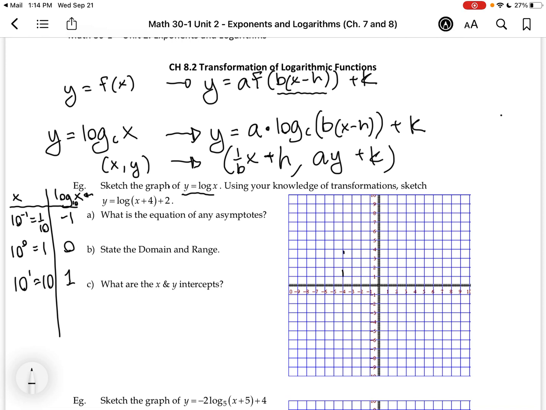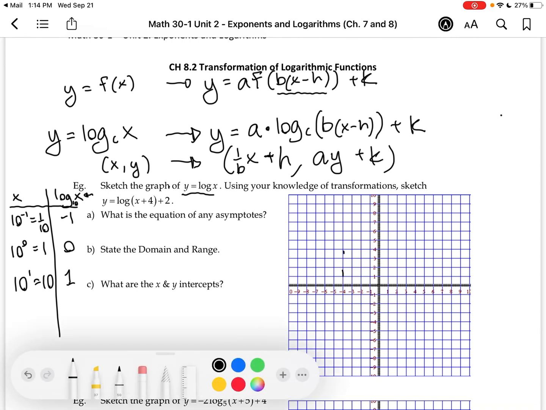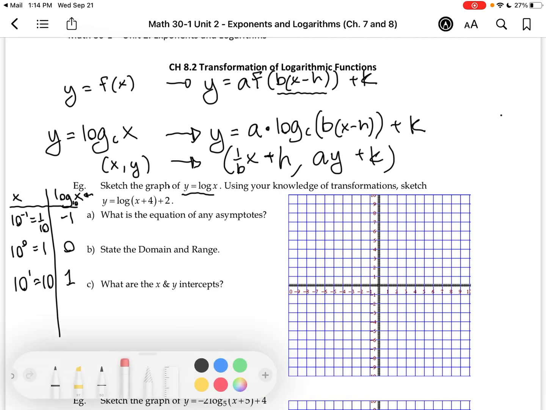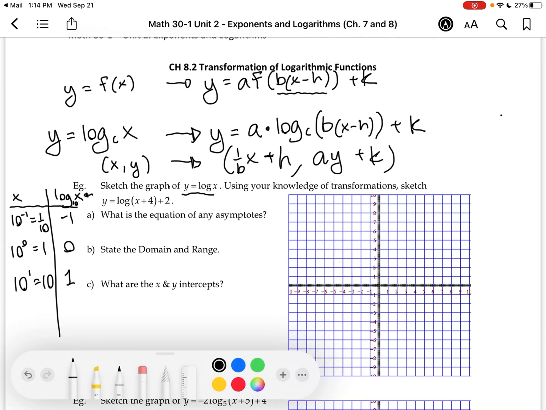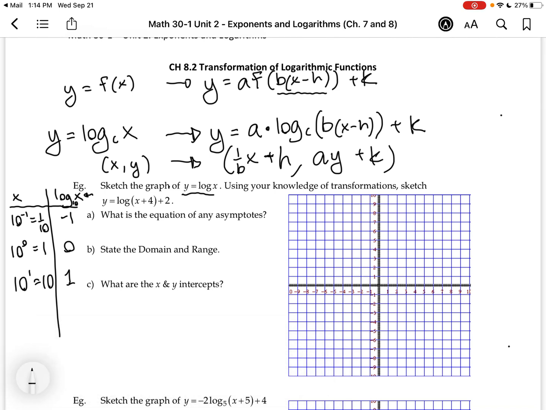Okay, so I am very quickly just going to sketch this. I'll erase that, and I'll put in these 3 points. So I have 1/10, negative 1, which is very close to the y-axis over here. Then I have the point 1, 0, which is here. And I have the point 10, 1, which is here. And I'm going to graph this. In this case, the y-axis is my vertical asymptote. And that's the line x equals 0.